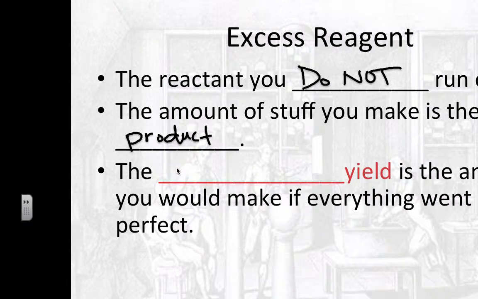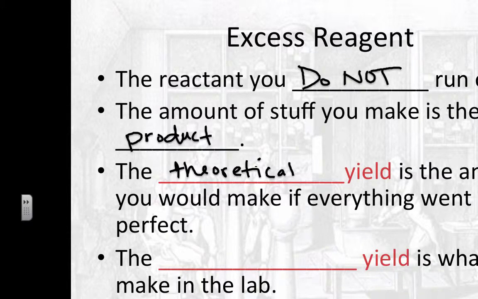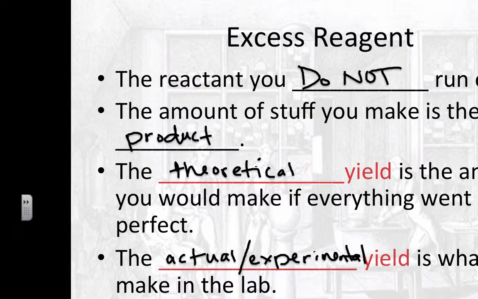percent yield. You see, the theoretical yield is the amount you would make if everything went perfectly fine in your experiment. So how many of you have done an experiment and everything goes exactly the way you want it to go? Yeah, me neither. It doesn't do that. So the experimental yield, or we call this the actual yield, is what you make in the lab. Some people call this your experimental yield. This is what you get when you do the experiment. And it's usually less than the theoretical yield unless you have contamination, and then it might be more.